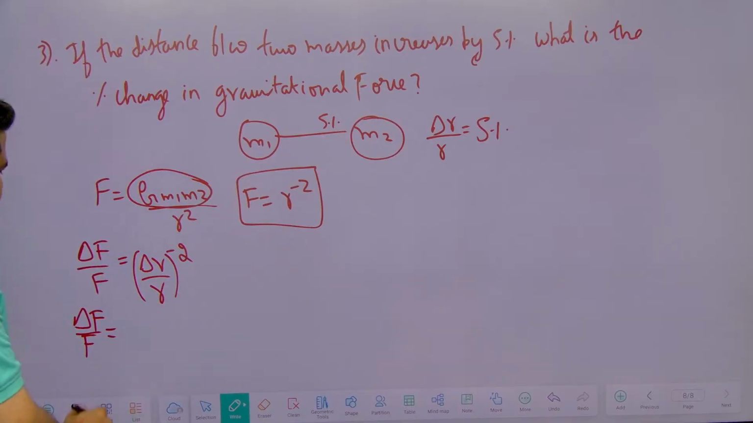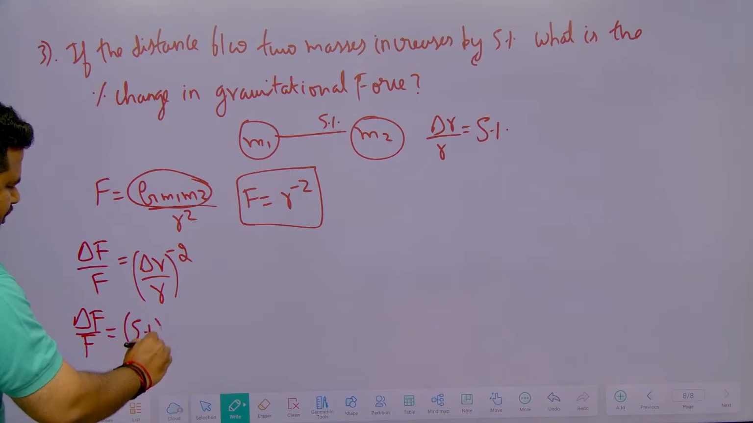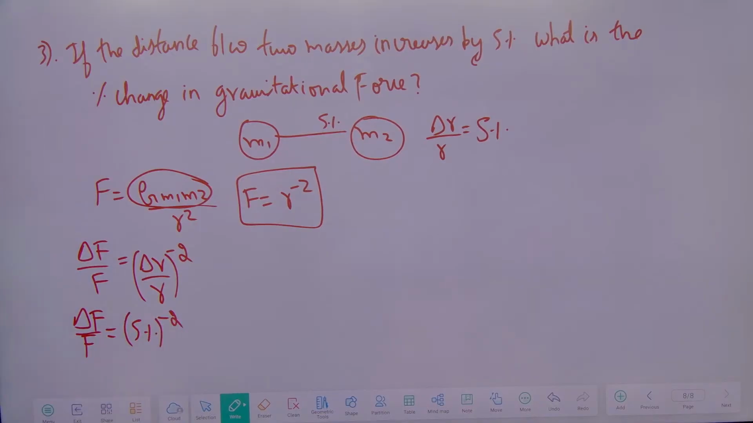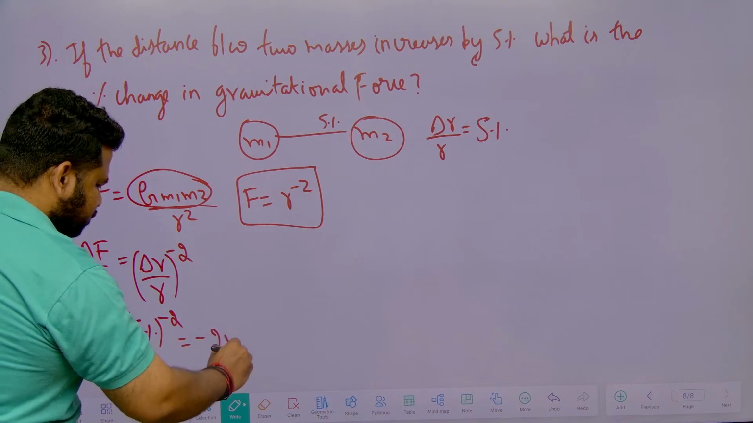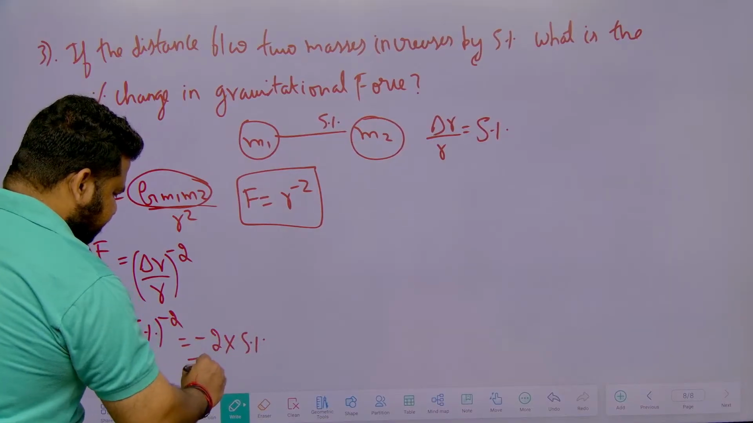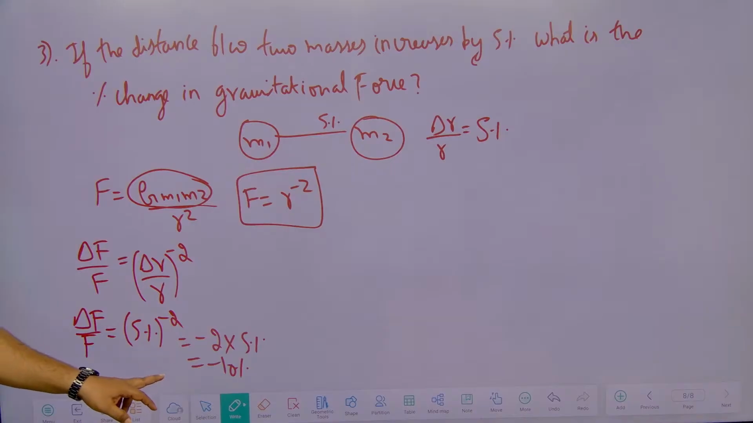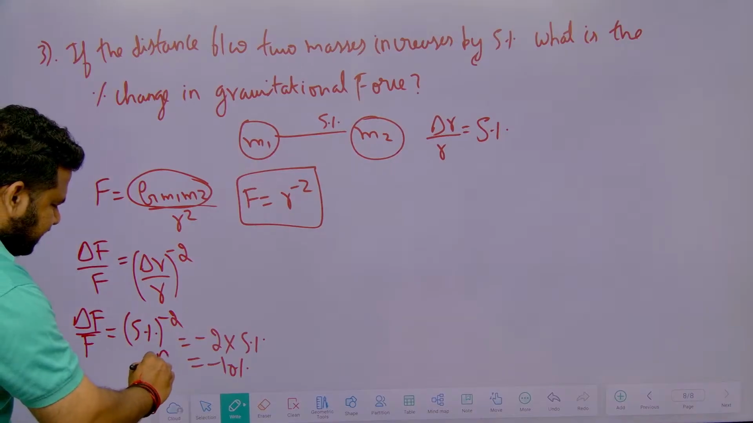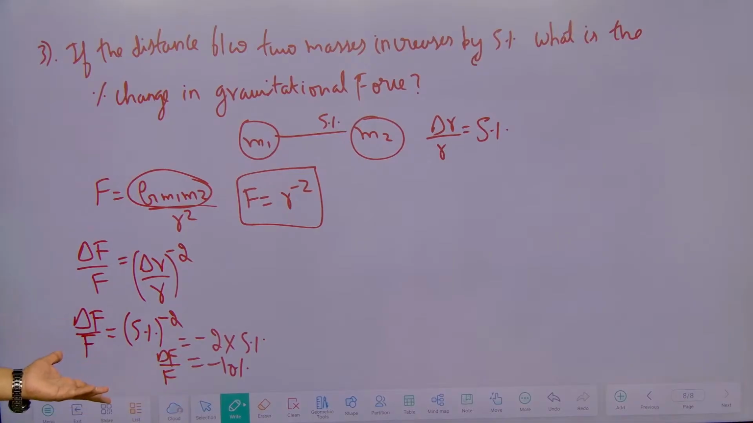So what will we write here? 5%, to the power of minus 2. The minus 2 will come next to it. So as per binomial theorem, binomial expansion, this will become minus 2 into 5%, that is nothing but minus 10%. So the change in gravitational force is a 10% decrease. Delta F by F will become minus 10%.